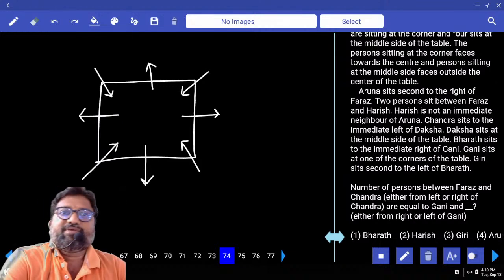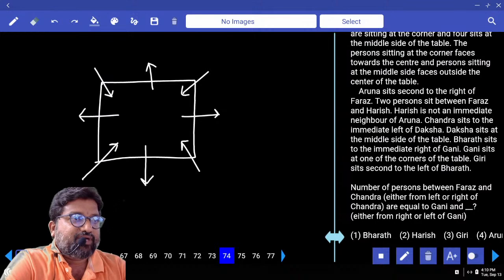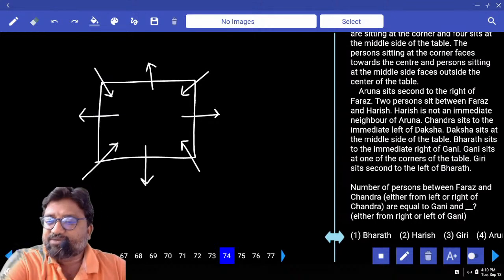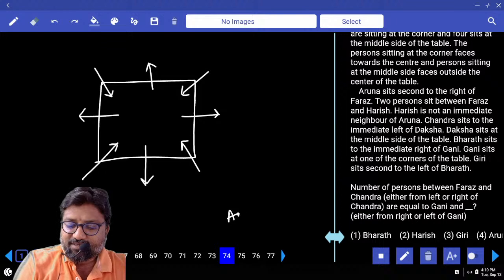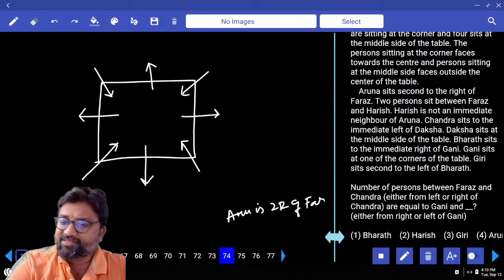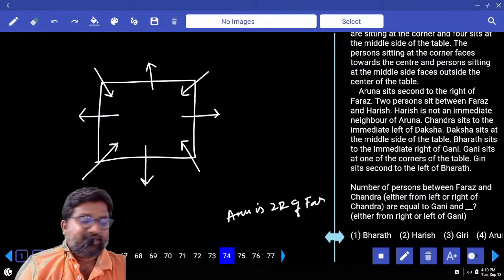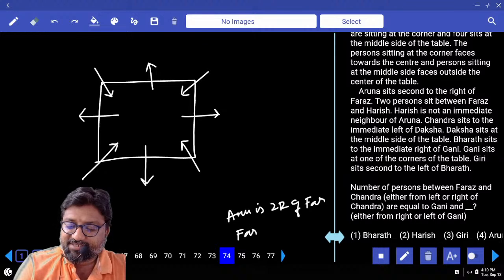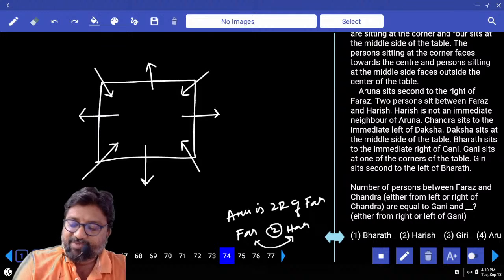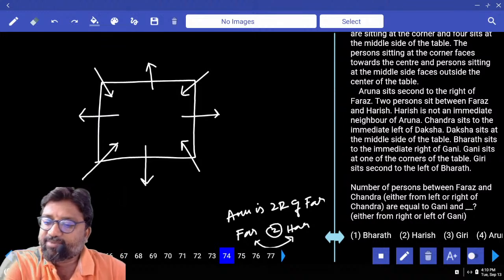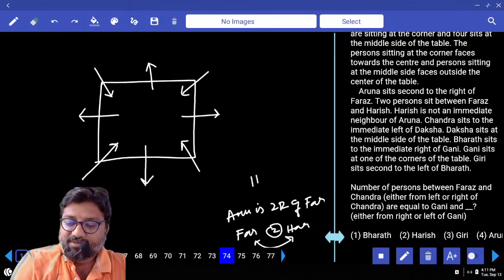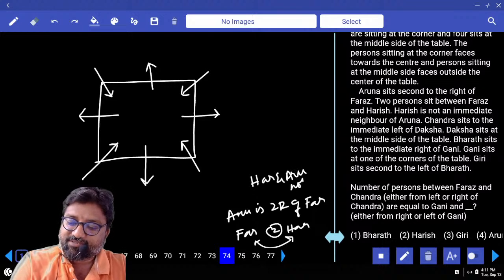Aruna sits second to the right of Farhas. Aruna is of Farhas. Where Farhas is, we don't know. Two persons between Farhas and Harish. Farhas, Harish. So, two persons. Maybe right side or left side. Harish is not an immediate neighbor of Aruna. Harish and Aruna. Adjacent or not adjacent? Not adjacent. What about the next one?